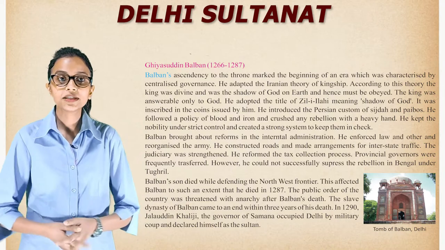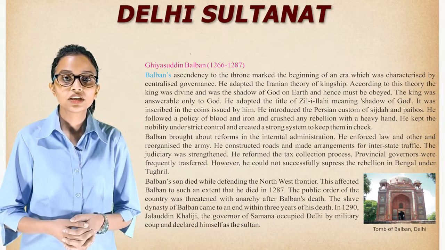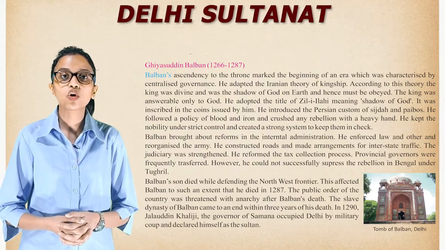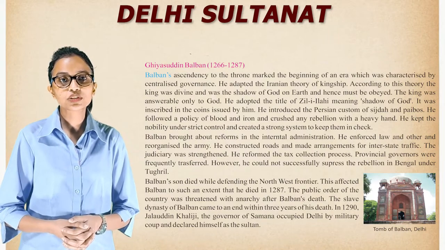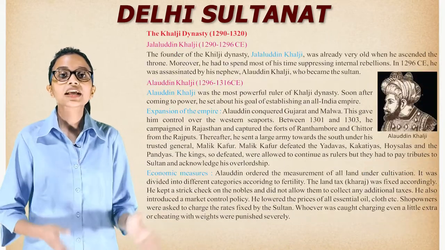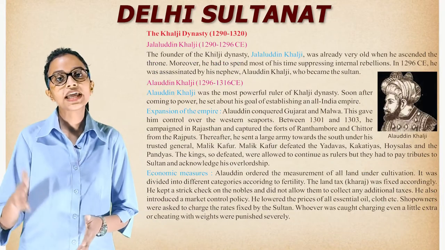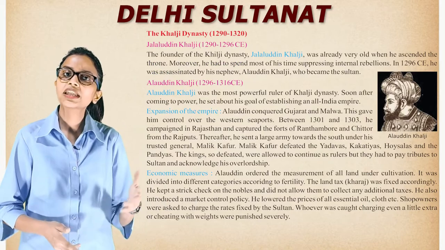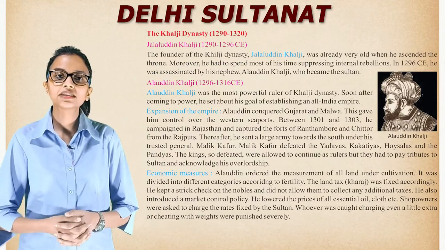In 1290, Jalaluddin Khilji, the governor of Samana, occupied Delhi by military coup and declared himself a sultan. The Khilji dynasty, 1290 to 1320. Jalaluddin Khilji, 1290 to 1296 CE.